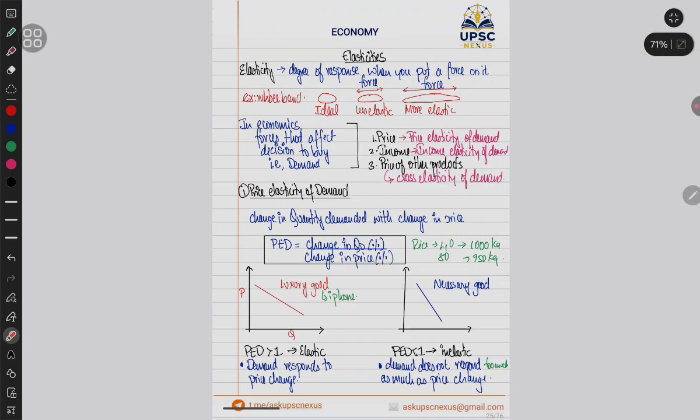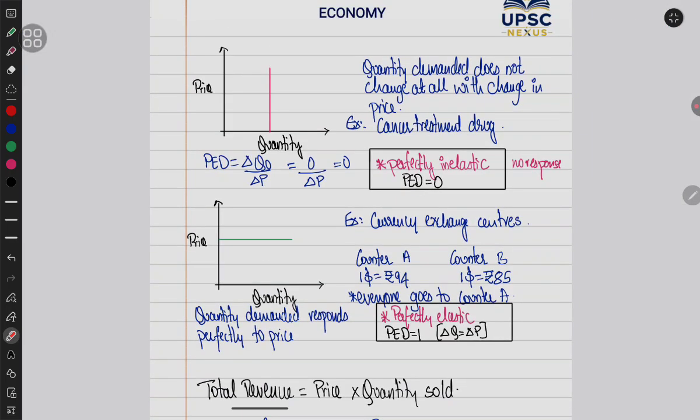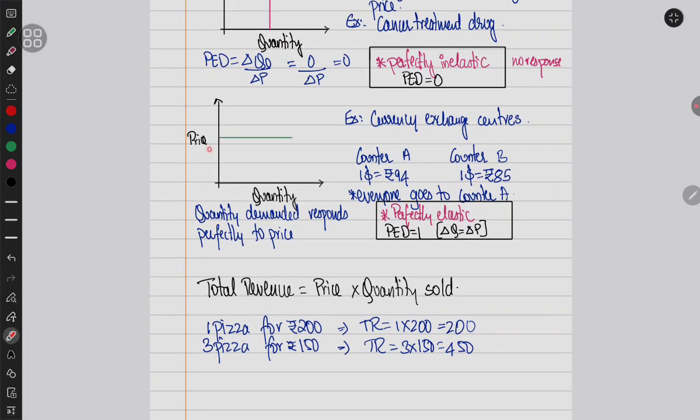Okay, I'll summarize once again. So first is elastic goods. Elastic goods are those in which there is a change in quantity demanded when there is a change in price. Inelastic goods, there is no such change in demand when there is a change in price. These are necessary goods. Okay, those are inelastic goods. And next comes perfectly inelastic. Whatever may be the change in price, quantity demanded will be the same. There is no change in quantity demanded, so PED is 0. Another comes perfectly elastic. Even if there is a small change in price, people will stop purchasing it.